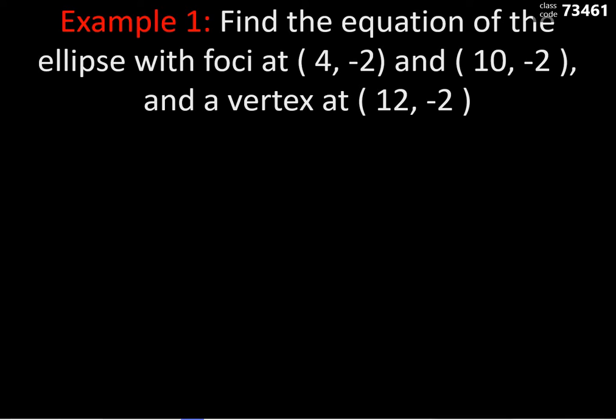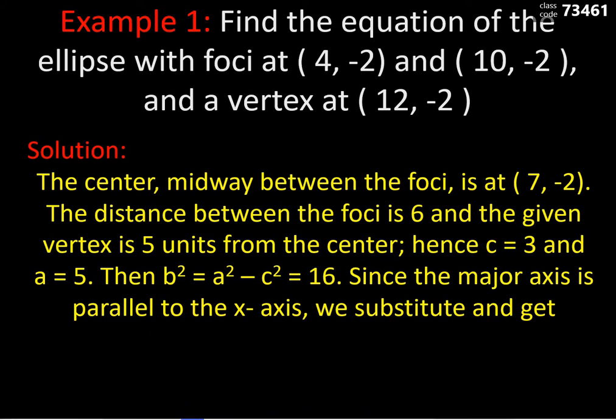Sample 1. Find the equation of the ellipse with foci at (4, -2) and (10, -2) and a vertex at (12, -2). Okay, so let's see. Solution: the center, midway between the foci, is at (7, -2). The distance between the foci is 6, and the given vertex is 5 units from the center. Hence, c is 3 and a is 5.